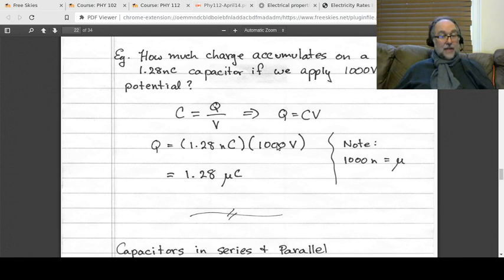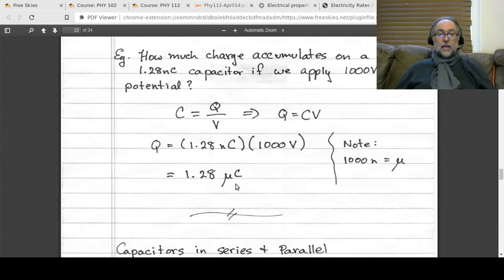1,000 times 10 to the minus 9 is 10 to the minus 6. So 1,000 nanos is a micro, and that gives you 1.28 microcoulombs. So basically, if we take that capacitor that we built, which gave us a 1.28 nanofarad capacitance, and apply 1,000 volts, which is doable in the lab, you're just going to accumulate 1.28 microcoulombs.